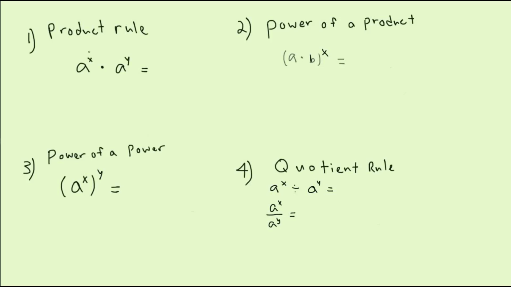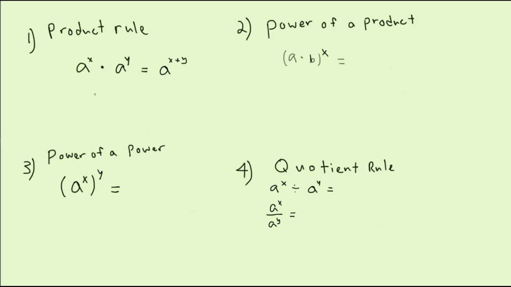Today we're going to be looking at the laws or rules and properties of exponents. So let's begin. First, we're going to look at the product rule. In the product rule, if our bases are the same, in order to multiply two exponents, all we have to do is add them together. So here we would just have x plus y.